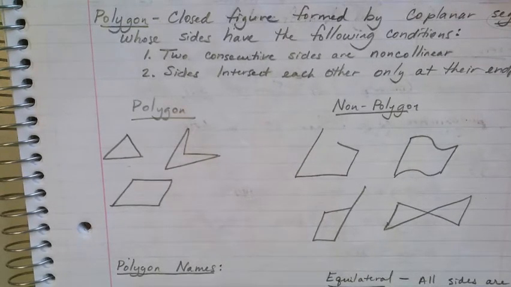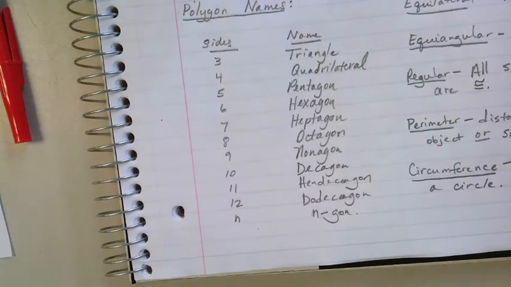Now, the different names of a polygon are down here. You should probably know the first six of them pretty easily. Three-sided would be a triangle. Four is a quadrilateral, five is a pentagon, six is a hexagon, seven is a heptagon, eight is an octagon, nine, my personal favorite for some odd reason, is a nonagon, just like that name. Ten we know is a decagon. Eleven doesn't get used a whole lot for some odd reason, but we call it a hendecagon.